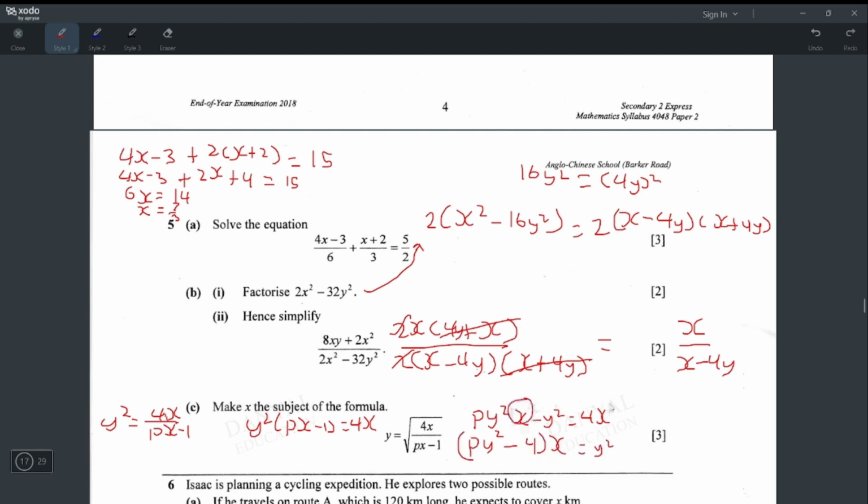So notice that both of these have a common factor of x, so I can combine the coefficients together. And by doing this, I can divide both sides by py squared minus 4. So the final answer is x equals y squared over py squared minus 4.